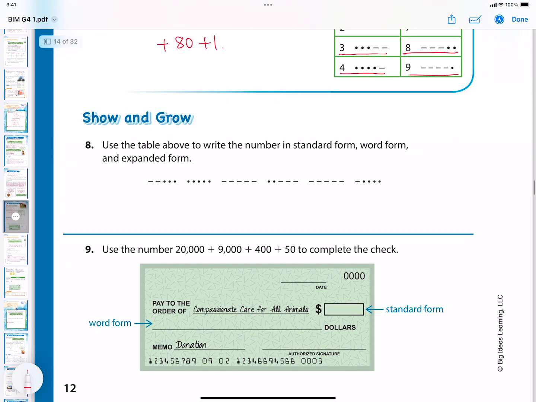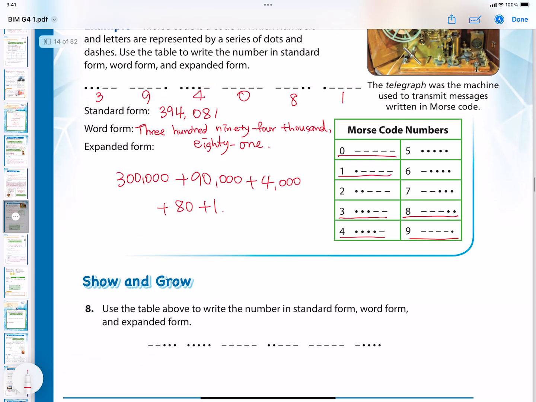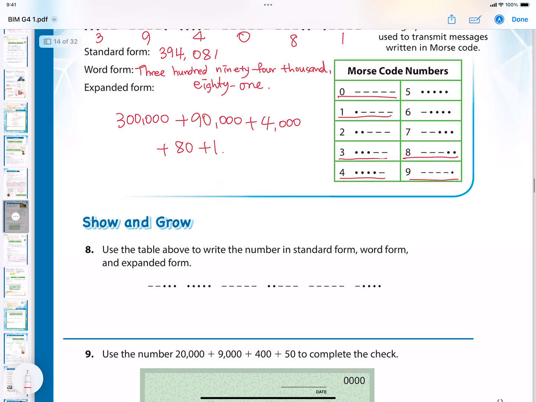All right, number 8. Use the table above to write the number in standard form, word form, and expanded form. Okay, we need to use this Morse code again. All right, 2 dashes first, that's 7. And 5 dots, 5. And 5 dashes, 0. 2 dots first, that's 2. And 5 dashes, 0. And 1 dash and 4 dots, that's 1. Okay, we got the number.